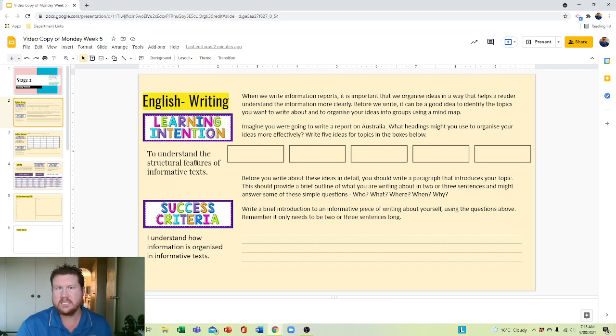Information texts are generally structured differently to persuasive because you're not trying to persuade the audience and change their mind. Information text is simply pumping out the information, giving them the facts only.